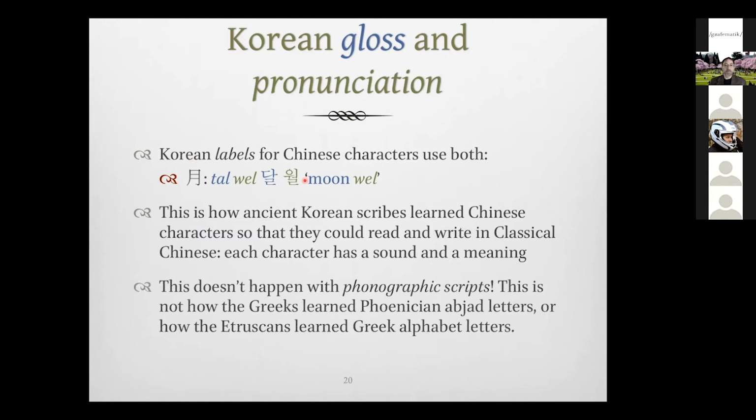And this is simply not the way that people learn phonographic scripts as a second language. It's not how the Greeks learned Phoenician letters. It's not how the Etruscans learned Greek letters. It is simply not a method that is accessible with a phonographic script.